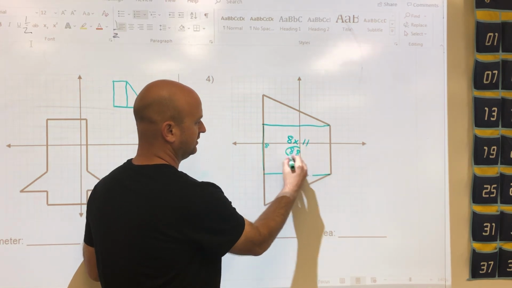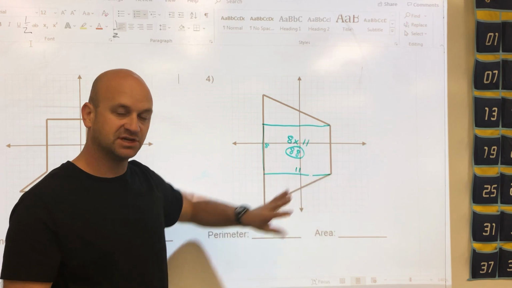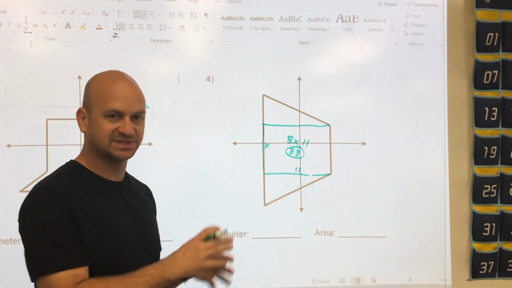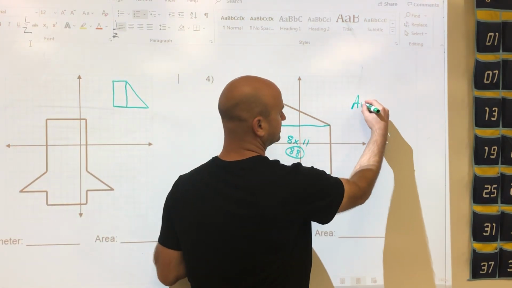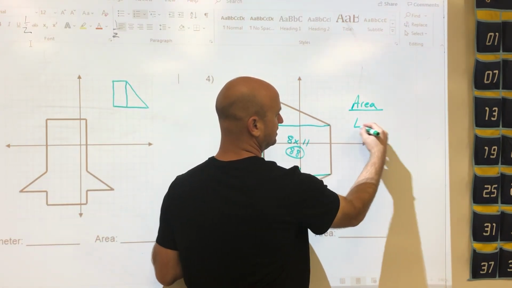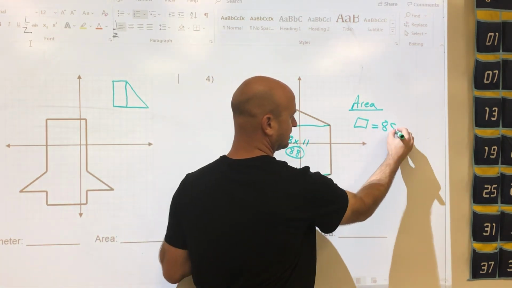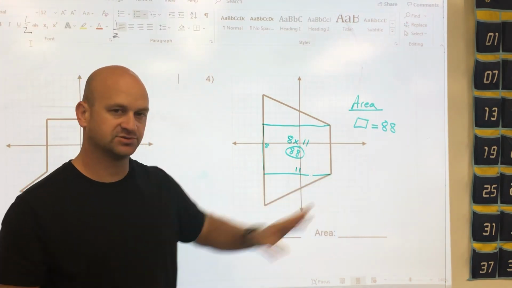Now what I tend to do is when I do the work, I try to do the work inside the shape if I can, and I circle the area so I know what number to add up when I'm all done. Another way to do this, if you wanted to, is you have the areas here, and the area of the rectangle is 88. Okay, so I'll show you two ways to organize your work, is what I'm trying to do.